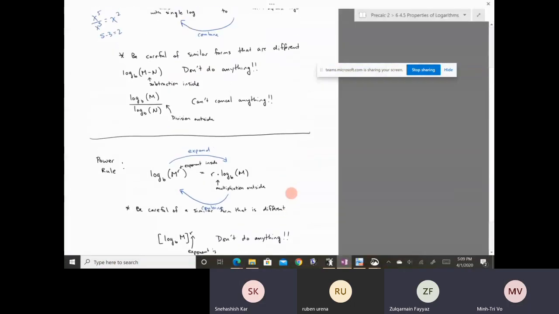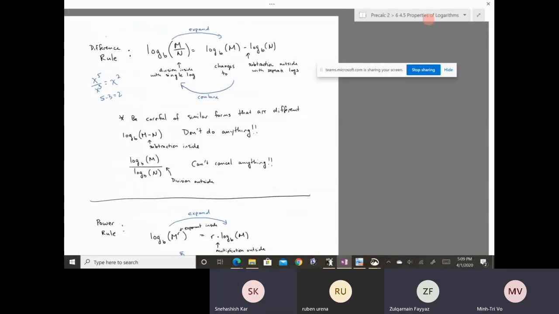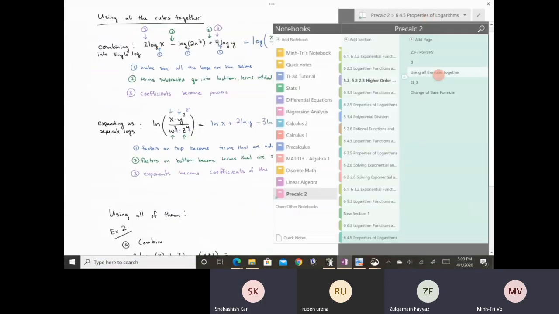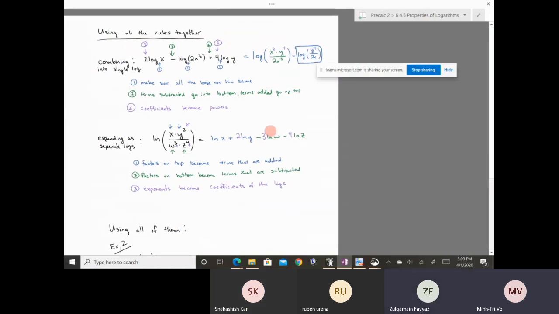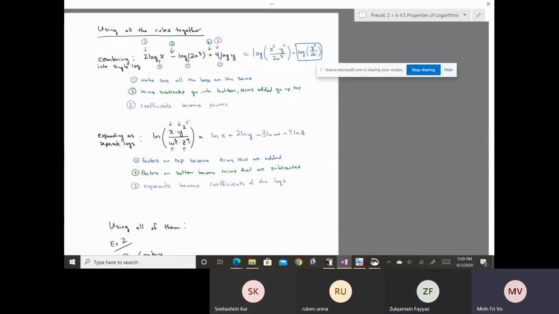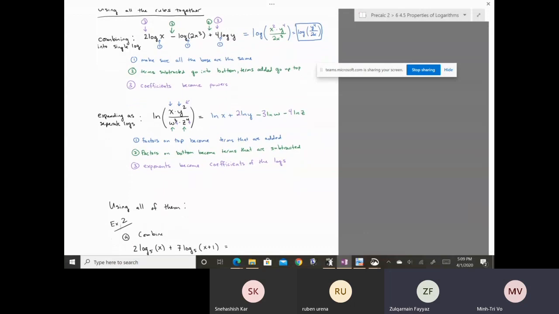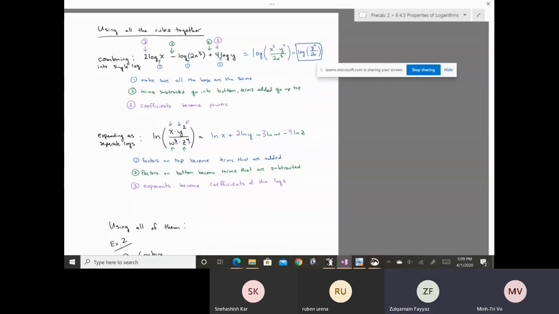Okay, so those are the three rules. I mean, so they're written out separately, but in most situations, you'll be asked to use all three rules together. So again, you just have to pay attention to where the operations are and where they occur. Right. So I've explained it sort of in this page here, what you're looking for. Right. So if you're combining logs, first make sure that all the logs have the same base.